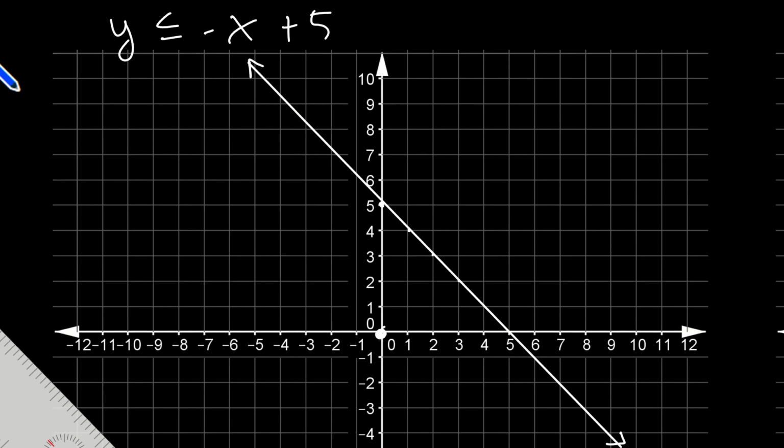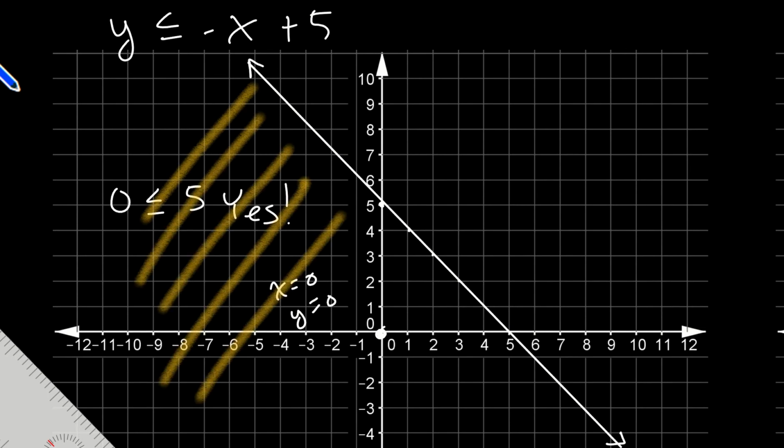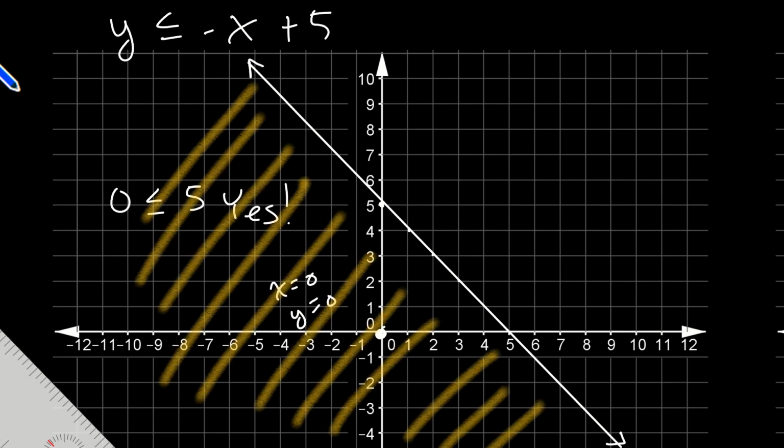At this point, x is 0 and y is 0. If I put both of those in, I get the statement, is y less than or equal to 5? And the answer is yes, it is. That means we are shading everything below this. The region that should be shaded for this graph is all the points below this boundary line, including the boundary line, are solutions. Let's move on to part B.